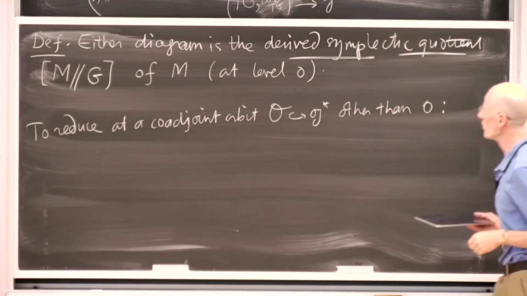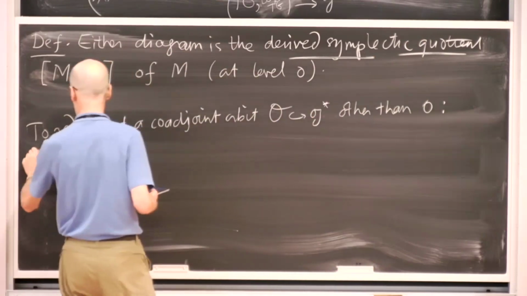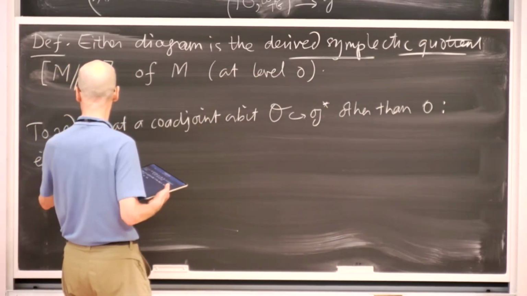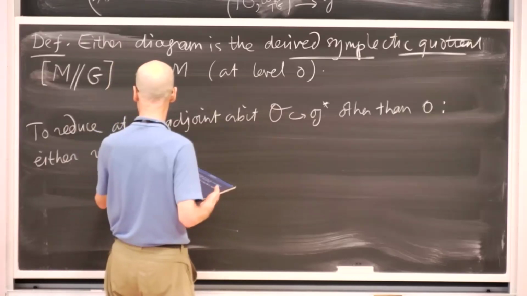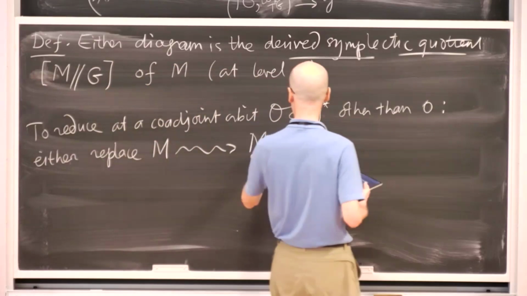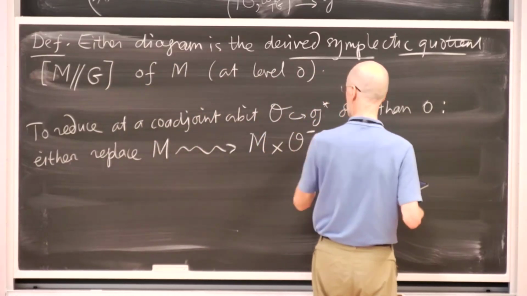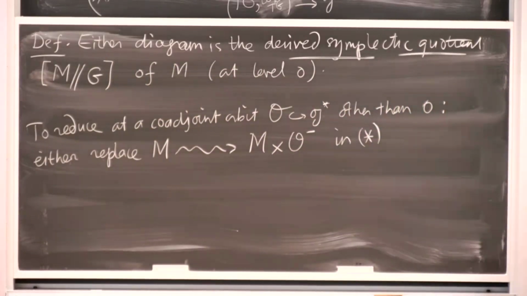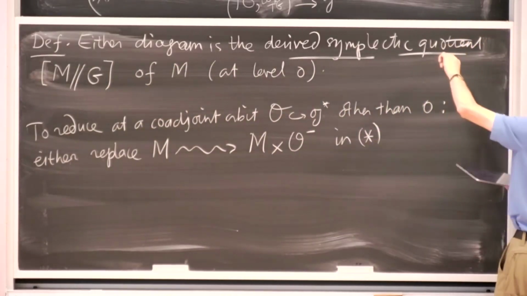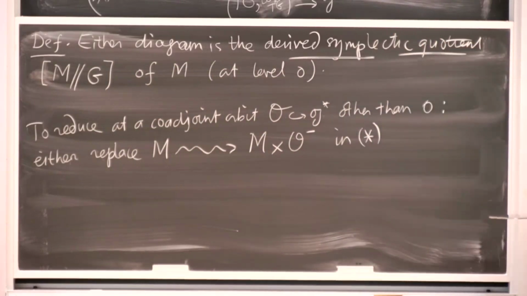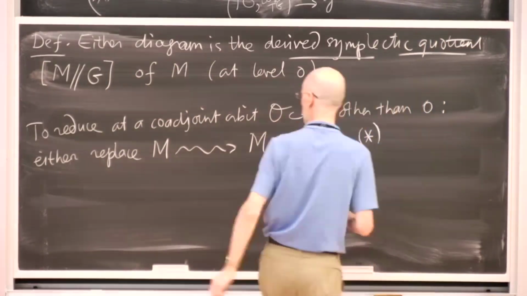In the first diagram, you can do a shifting trick, M with the product. Or in the second diagram, replace this diagram, which represents the zero orbit, with the action groupoid of that orbit O.